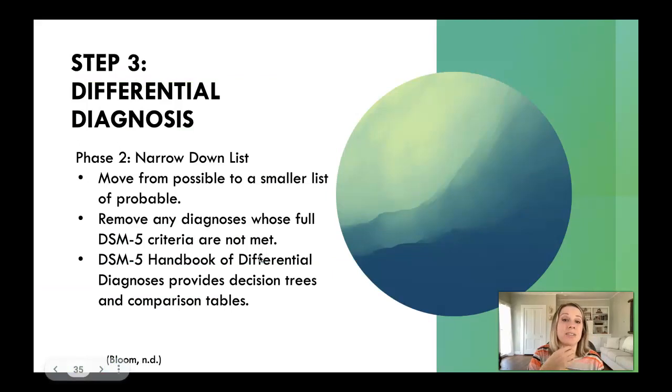Now we have to narrow down the list by reducing from what is possible to a smaller list of what's more probable. So remove any diagnoses whose full DSM-5 criteria are not being met at this time. The DSM-5 Handbook of Differential Diagnoses provides decision trees and comparison tables for differential diagnosis when a symptom is shared by many psychological disorders. So, for example, aggressive behavior is one, psychomotor retardation is one, hallucinations is one. So this is also available as an app for the iPhone or iPad.